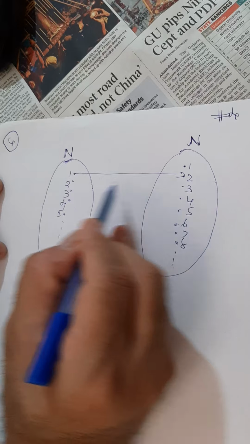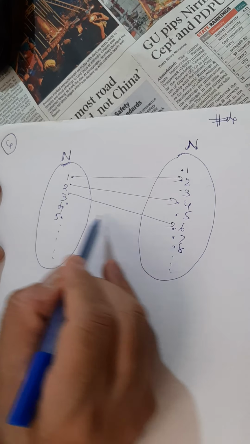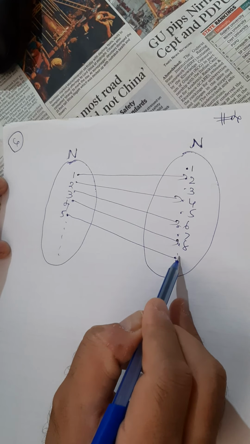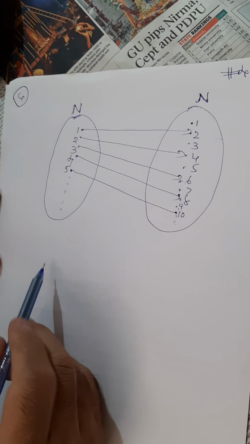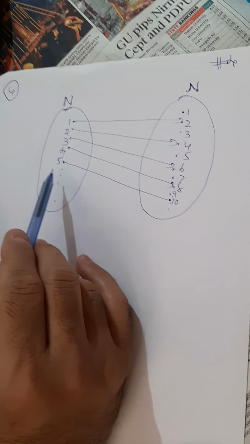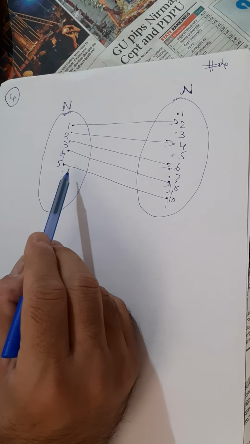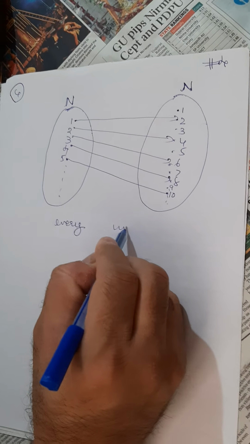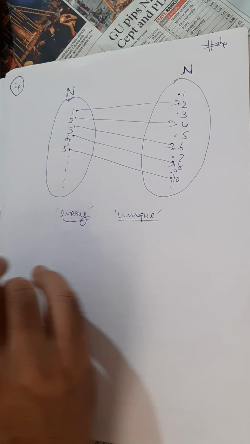Suppose 1 goes to 2, 2 connected with 4, 3 connected with 6, 4 connected with 8, 5 connected with 10, and so on. So what do you think? Does this relation represent a function? Check for two conditions: every and unique. Every member should have a unique image.